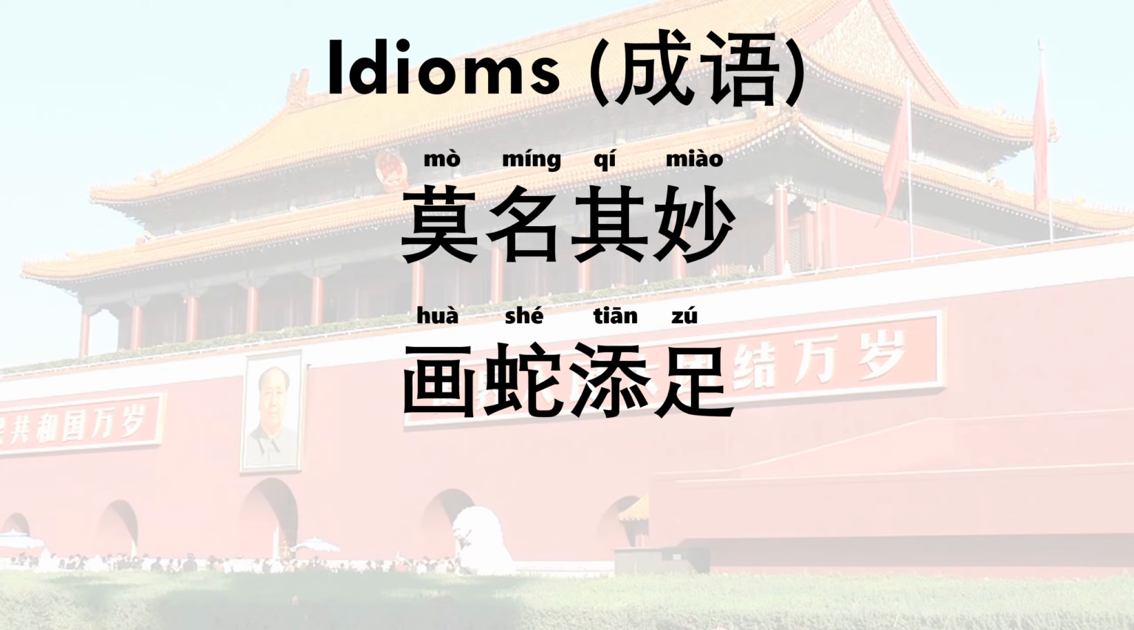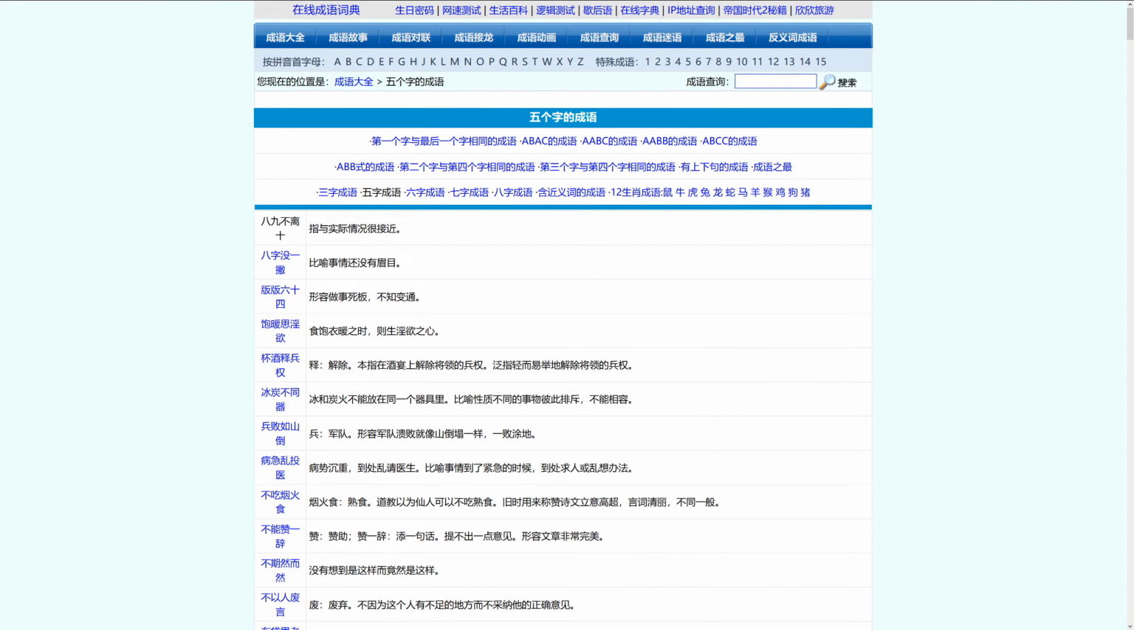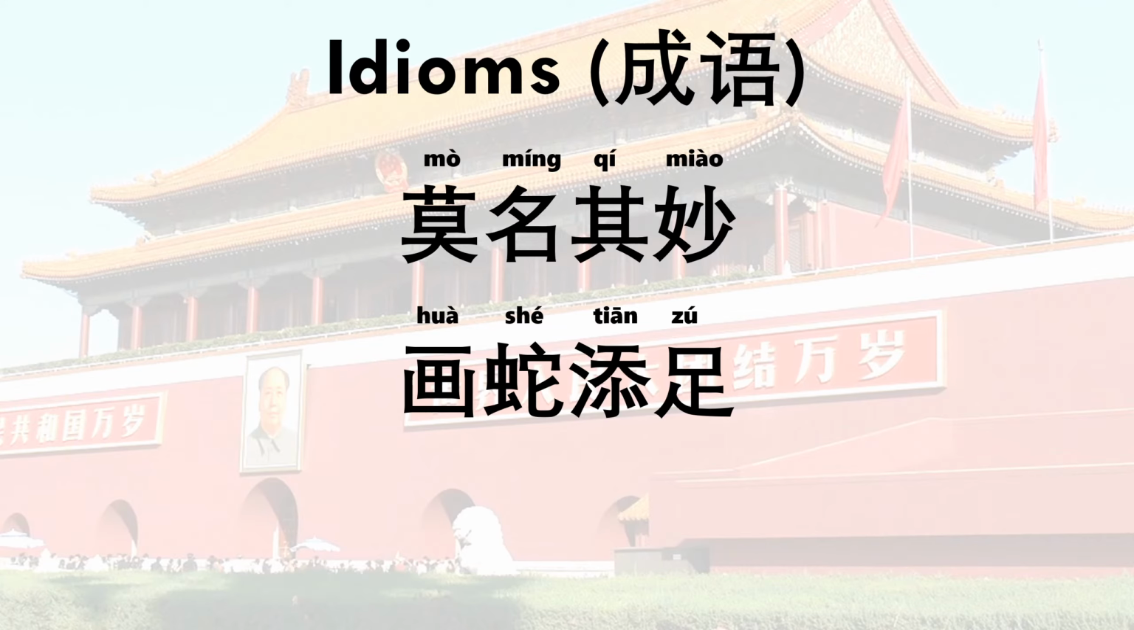Now, let's talk about idioms, 成语. A lot of these are going to be 4-word idioms, but in Chinese you might get 5-word idioms as well, and 6-word, 7-word, 8-word idioms. For instance, here's a list of 5-word idioms that I just found on the internet. So with idioms, you want to stress everything.